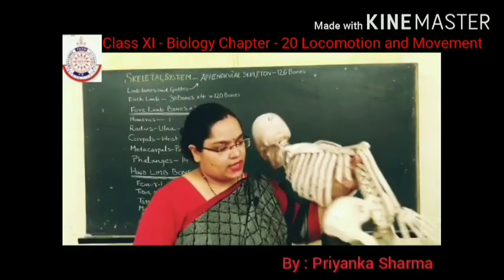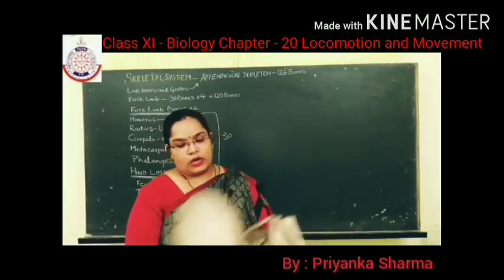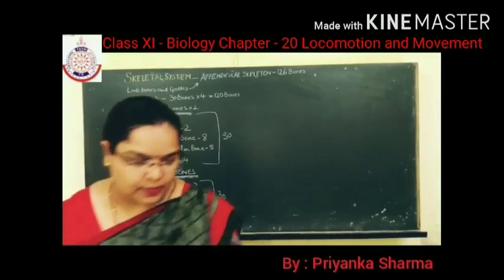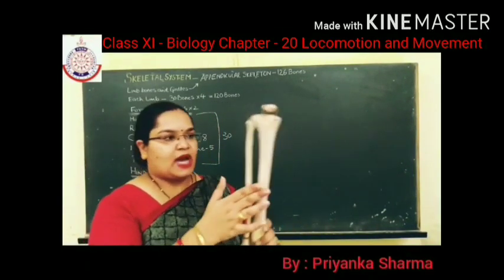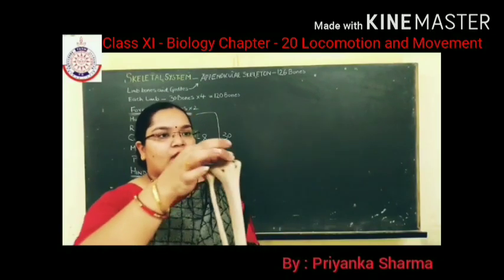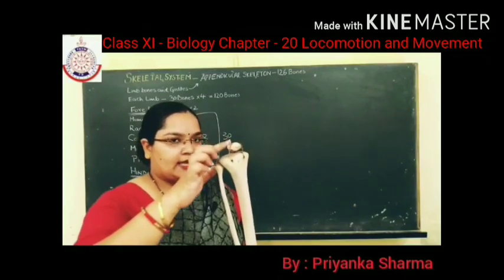Now we can count the hind limb bones. This is the femur, the longest bone. Next, after the femur, is the tibia and fibula. So this is the tibia and fibula. The triangular, flat bone is known as the patella or kneecap.